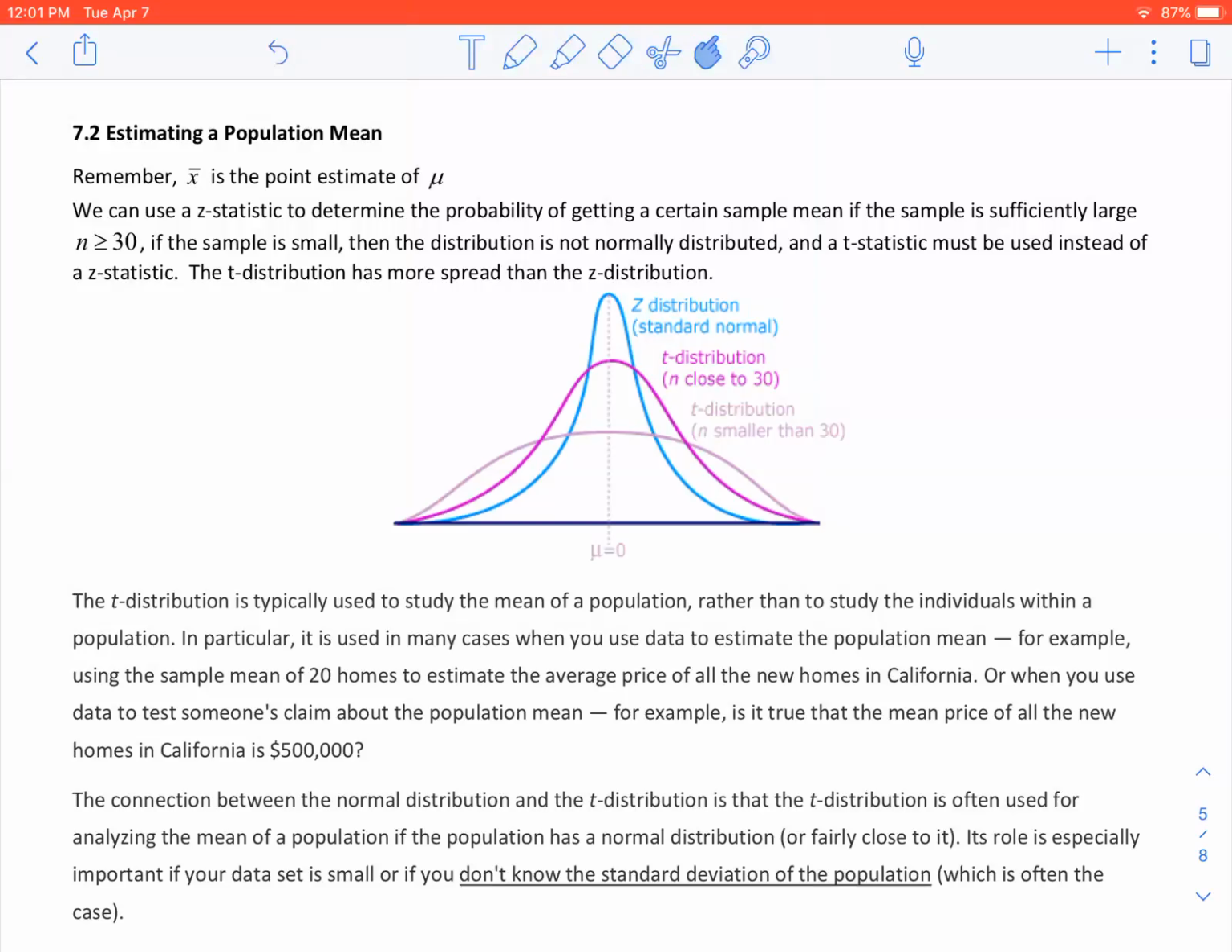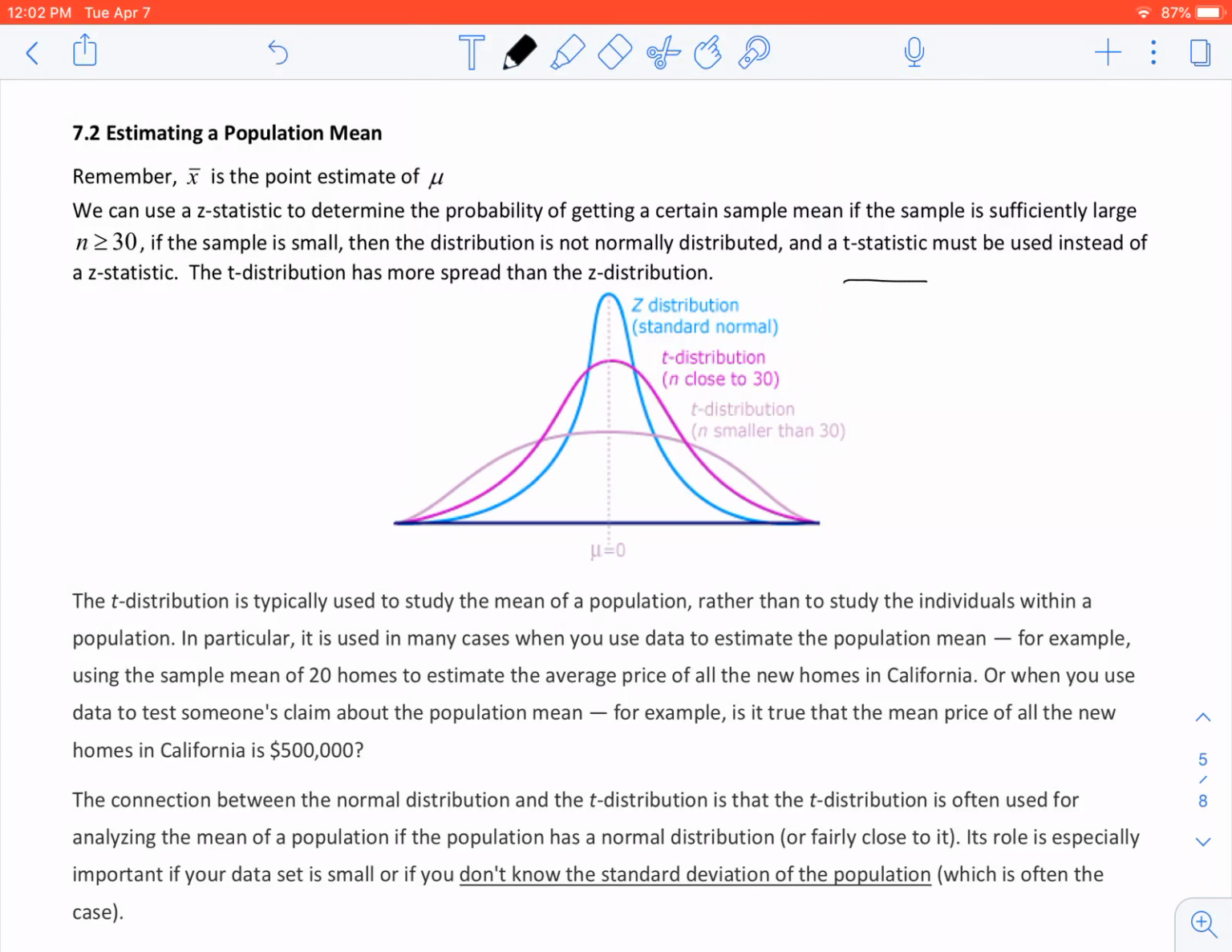We are in section 7.2 on page 5 of our notes. 7.2 is estimating a population mean. So remember, x bar is the point estimate of mu. We can use a z statistic to determine the probability of getting a certain sample mean if the sample is sufficiently large, we say greater than 30. If the sample is small, then the distribution is not normally distributed, and a t statistic must be used instead.